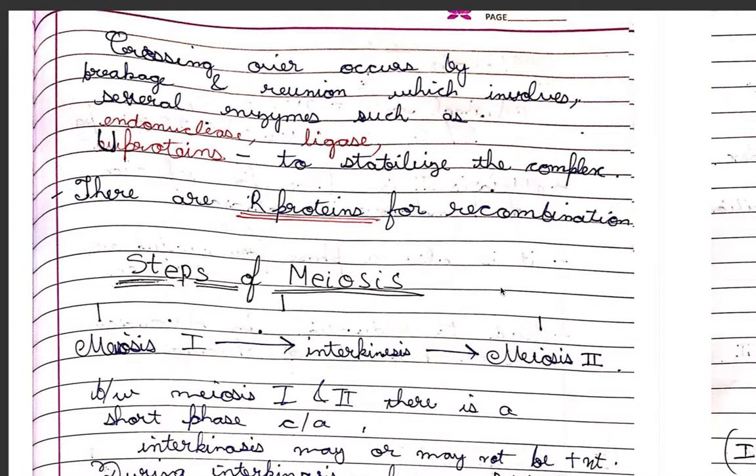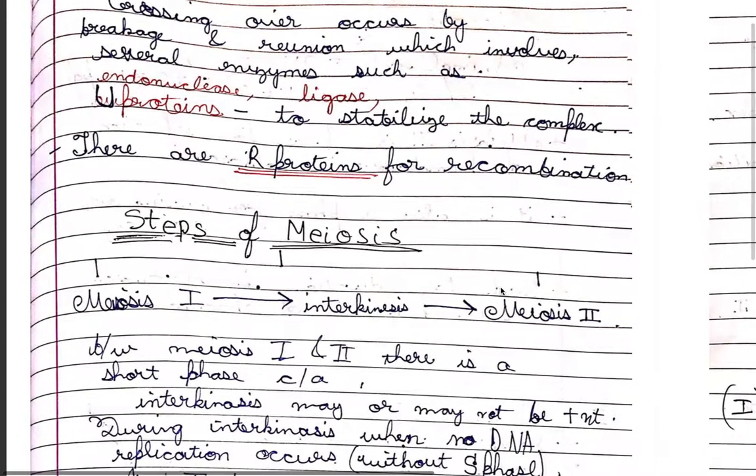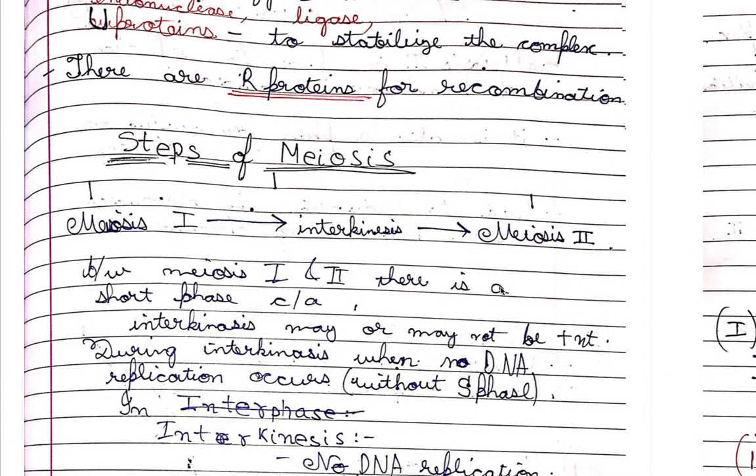Crossing over occurs by breaking and reunion, which involves several enzymes such as endonuclease, ligase, and proteins to stabilize the complex. There are R proteins for recombination, U proteins for stabilization, and enzymes such as endonuclease and ligase. Only this. Now steps of meiosis.